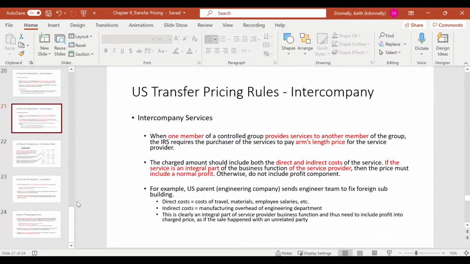So let's look at an example here with a US parent who's an engineering company. They want to send their engineer team in to fix a foreign subsidiary's building. So in this case, we're trying to say, what should we charge our subsidiary for providing these engineering services? We'd have to include in that cost direct costs such as travel, materials, what we're paying our employees, indirect costs like manufacturing overhead, and clearly, we're an engineering company, right? This is an integral function of what we're doing. So we have to build an appropriate profit into the price that we charge the subsidiary.